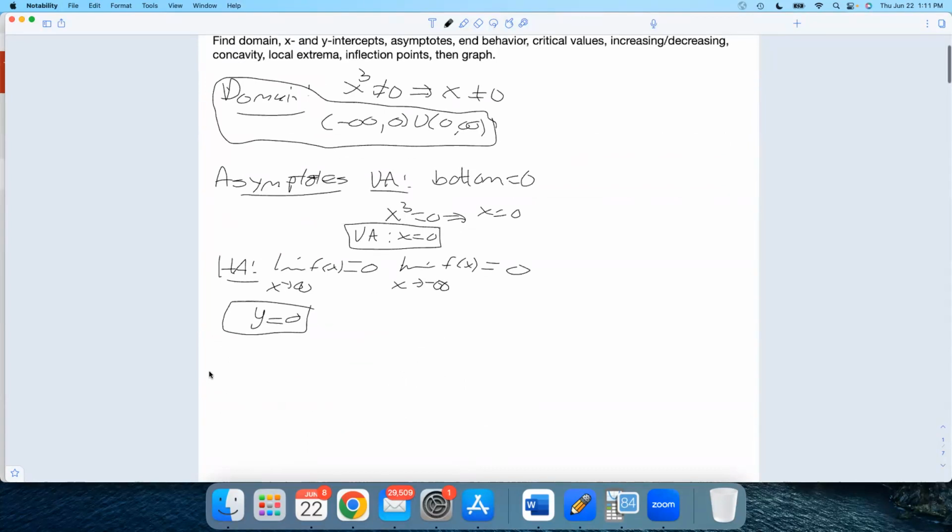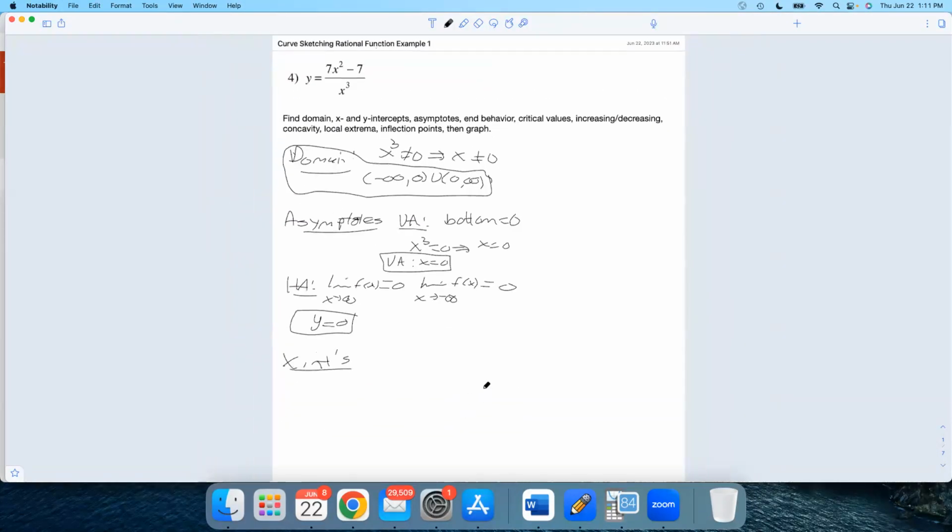All right, let's find our intercepts. X-intercepts, we might have more than one. How do you always find x-intercepts? Always, in every situation ever, always set y equal to 0. So we're going to solve 0 equals 7x squared minus 7 over x cubed. Now, a little shortcut we can use here, a trick. The only way a fraction can equal 0 is if the top equals 0. So set the top equal to 0.